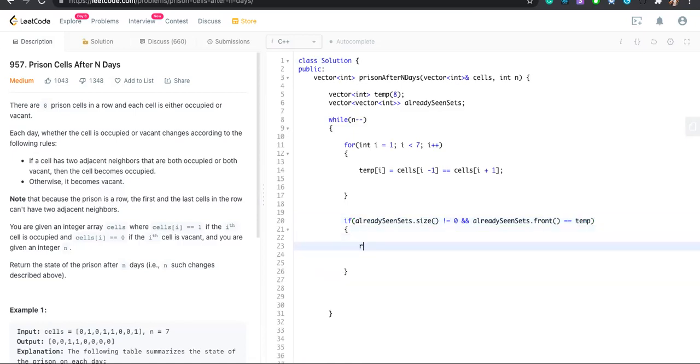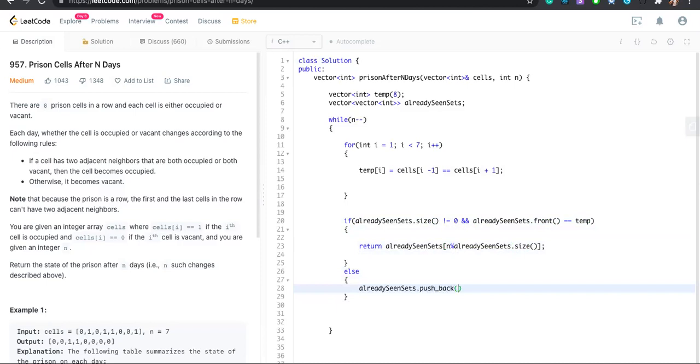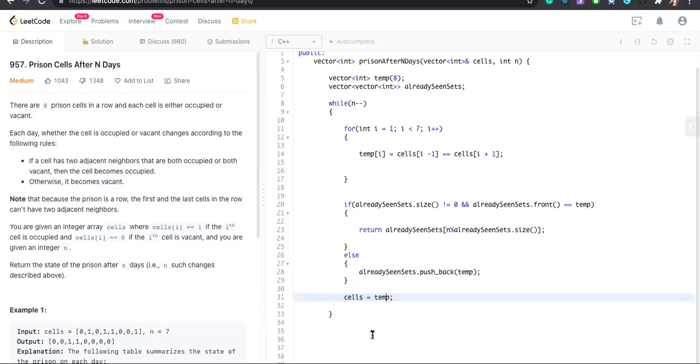If it is equal, then we return, as I told you, already seen sets n percent already seen sets size. Okay, this will give us the answer that we need, because we understood that there's a pattern in the combination. Okay, otherwise we'll simply push it into the already seen set. Okay, and we finally make the state of previous as temp. Okay, the cells would become temp because we need to have the set with us every time we go through it. And yeah, this would give us the answer.